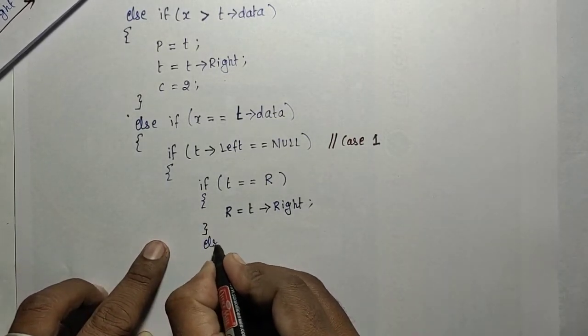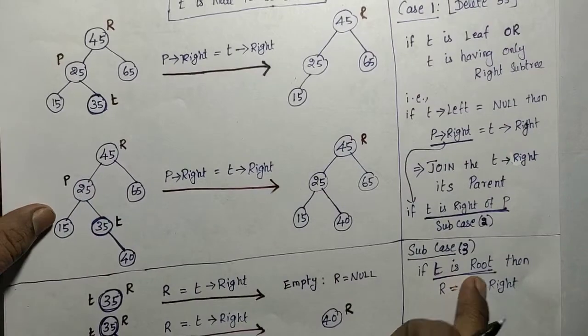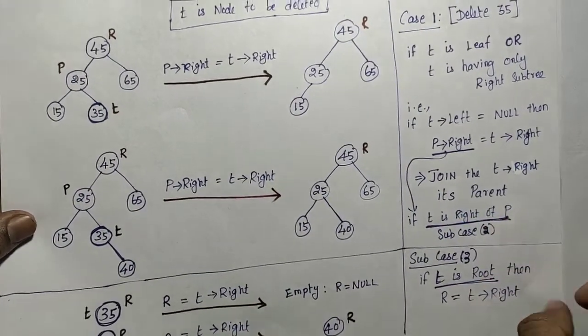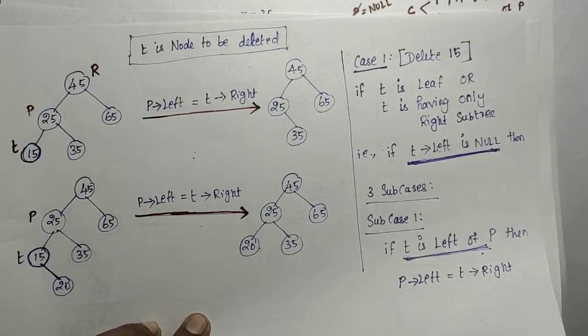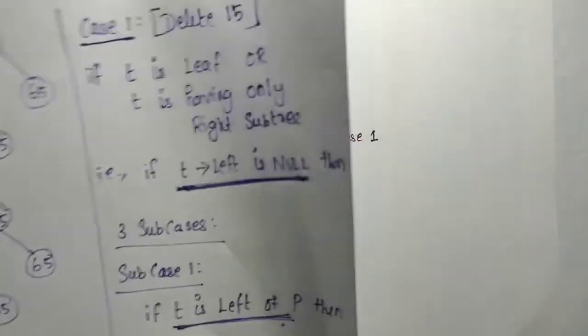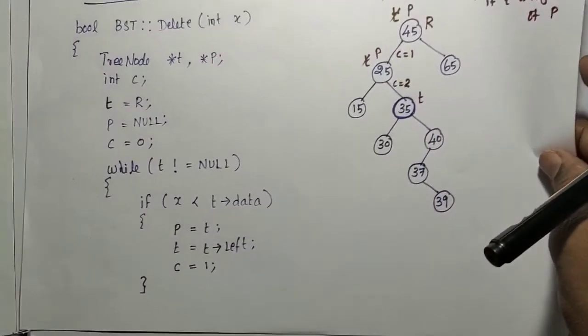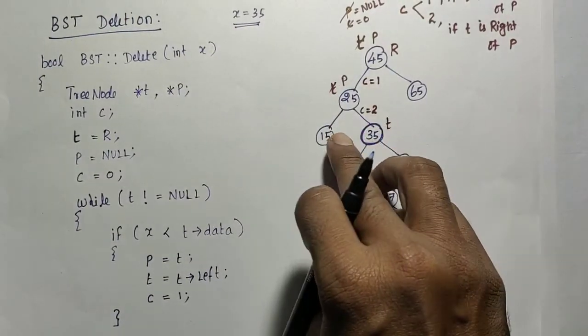Else, if this is not the case, t is not a root node. T is not a root node means what is the next subcase? If t is a right of the p, or t is a left of the p. How can we identify whether t is a right of the p or left of the p? Based on what?